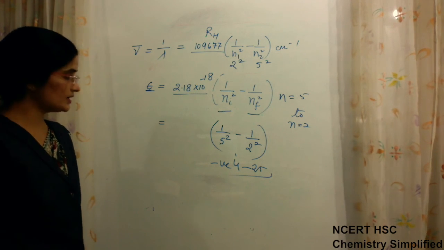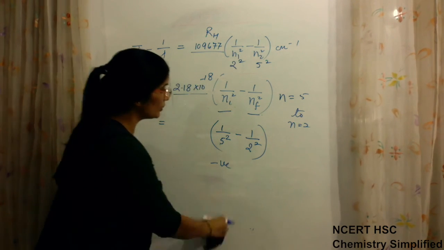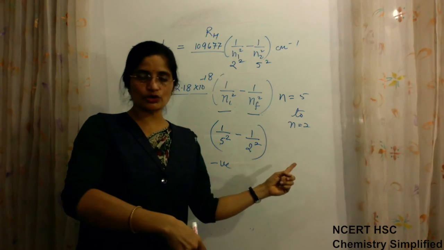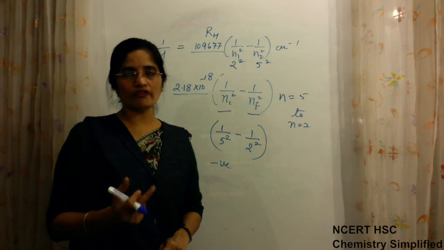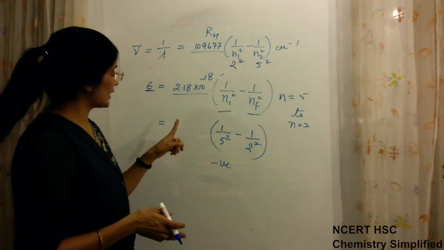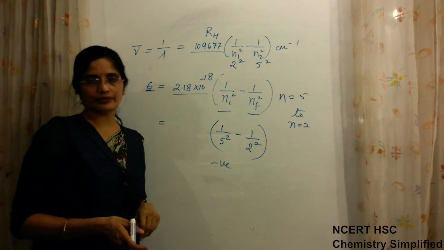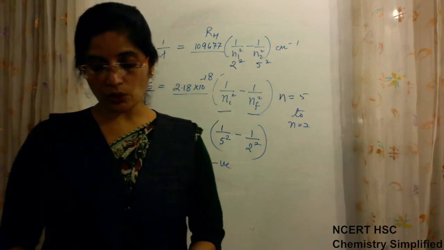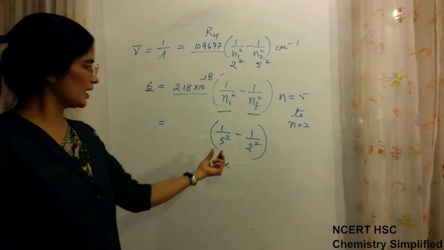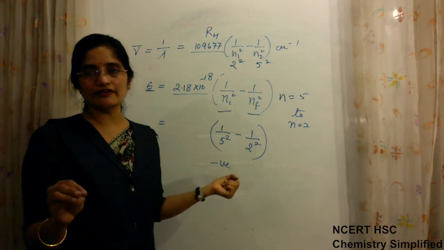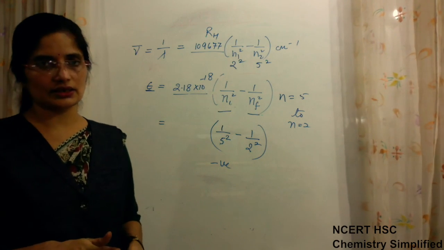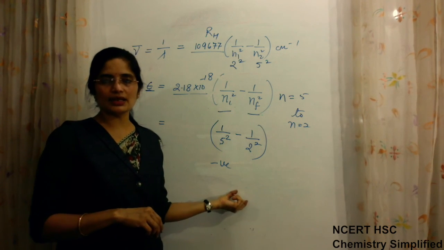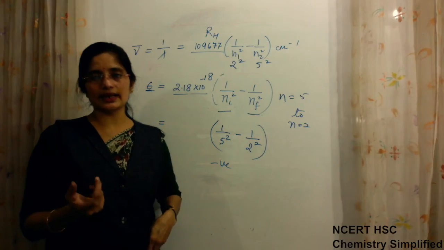That means I will get a negative value, and it is very clear that the electron is coming from 5 to 2, so there will be emission of energy. So I must get a negative sign with the answer. That is why we have to put Ni and Nf here. I hope it is clear why we are using I and F. It does not make any difference in the numerical value of your answer. If you use N1 and N2 you will get the same answer, but you will not get the negative sign.